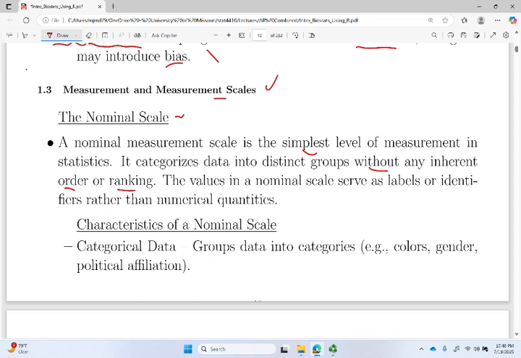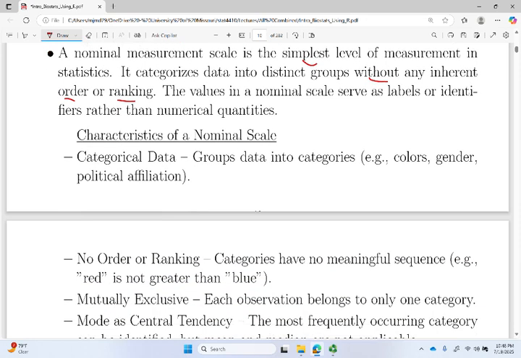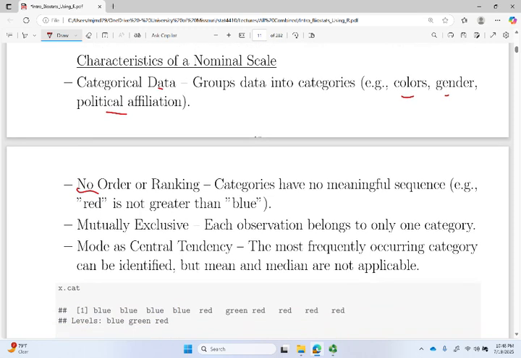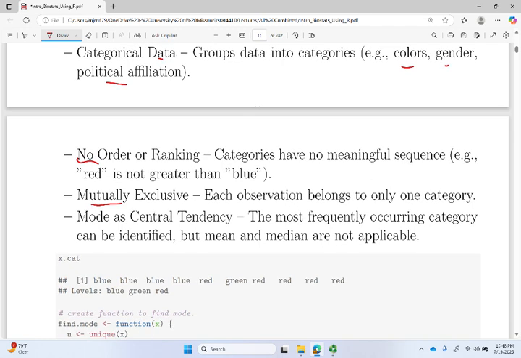Okay, so the characteristics of nominal: it's categorical data, like colors, gender, political affiliation. There's no ordering to these measurements. Red is not greater than blue and vice versa. They're mutually exclusive, which means you cannot be in two categories at the same time. You have to pick one of those, and then that's the category you're measured in.